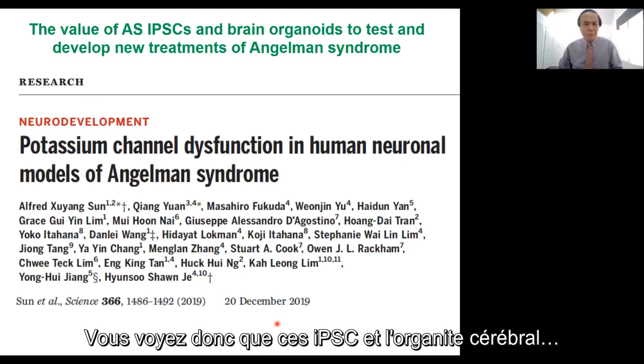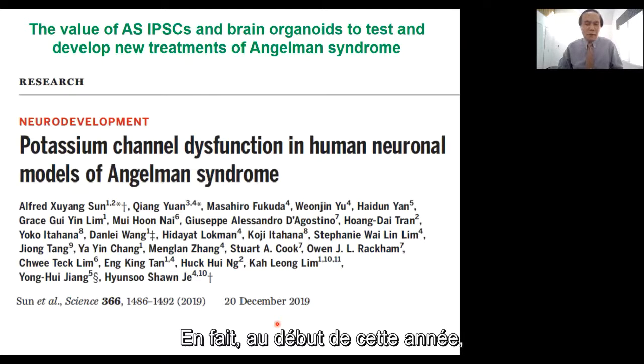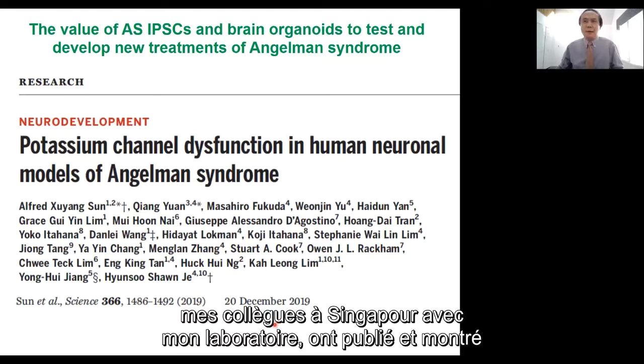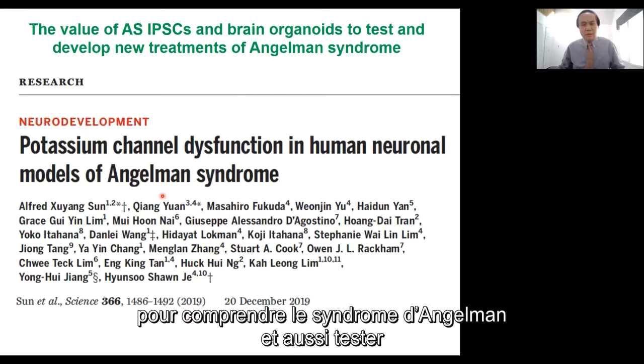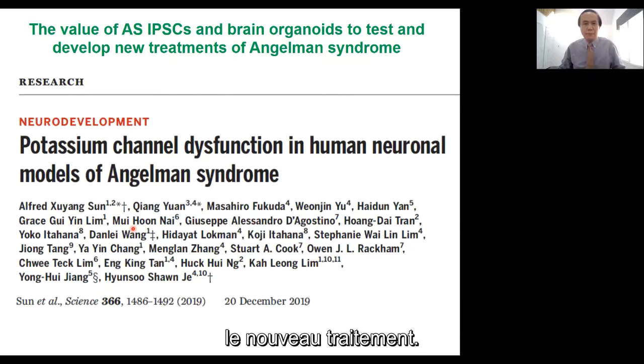So you see this iPSC and the brain organoid. My colleague in Singapore and my lab published about this early this year, and we actually show the potential of using this iPSC cell and the brain organoid to understand Angelman and also to test new treatment.